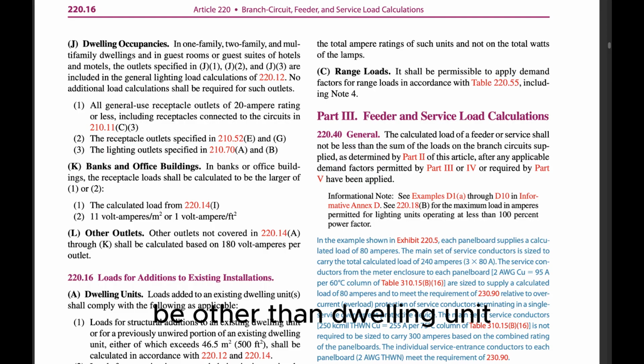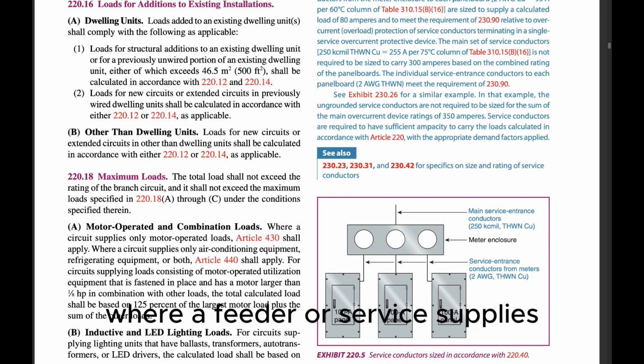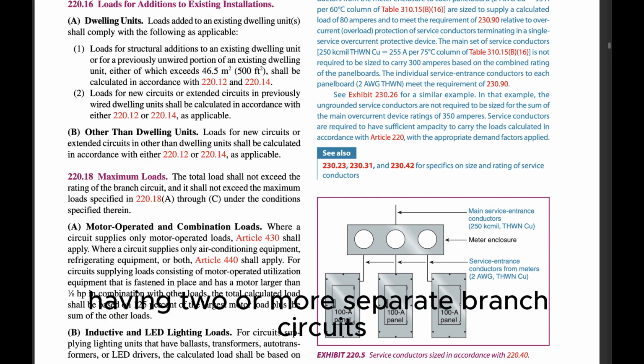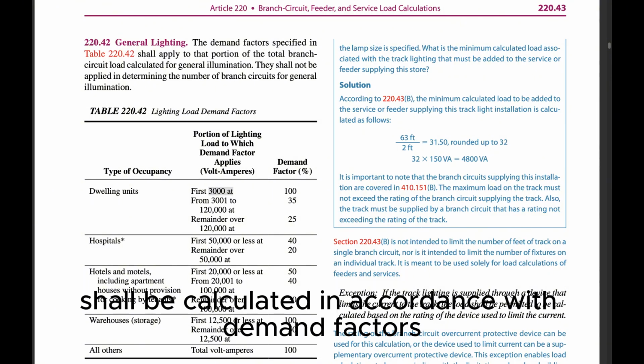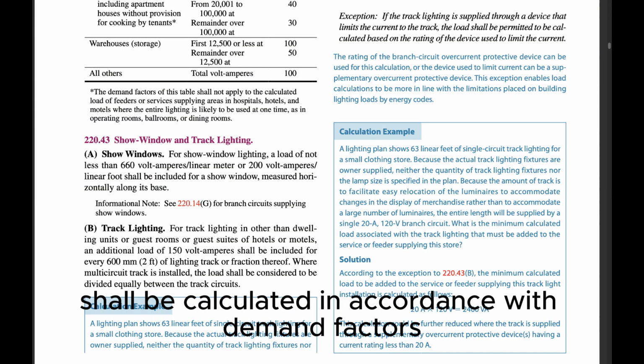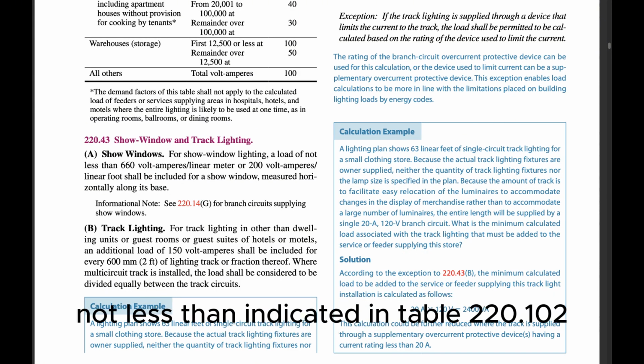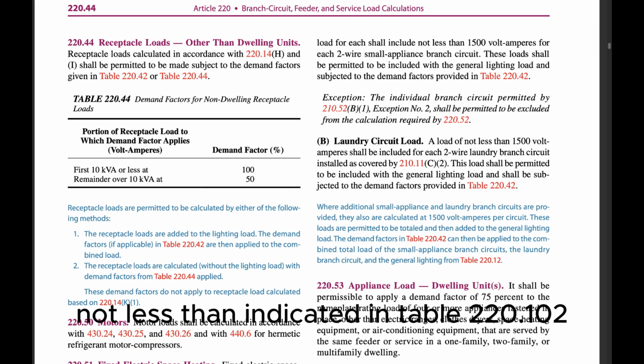B. Other than dwelling unit. Where a feeder or service supplies a farm building or other load having two or more separate branch circuits, the load for feeders, service conductors, and service equipment shall be calculated in accordance with demand factors not less than indicated in Table 220.102.